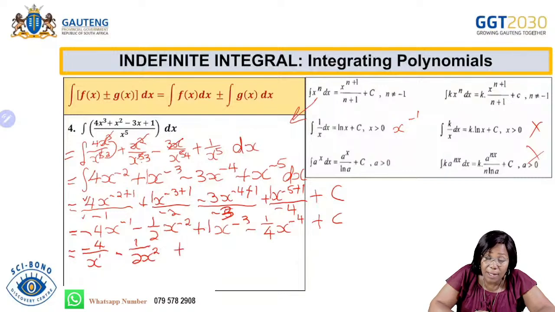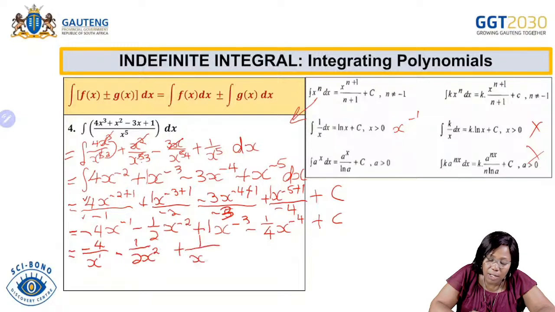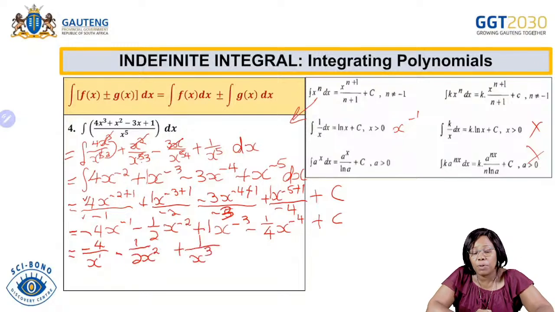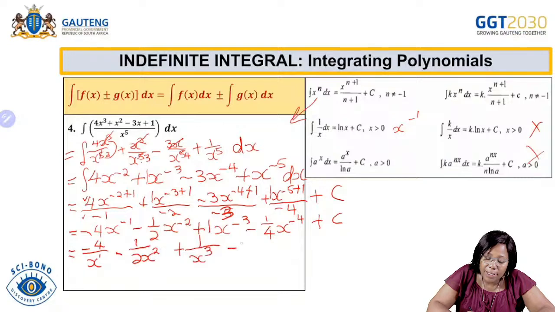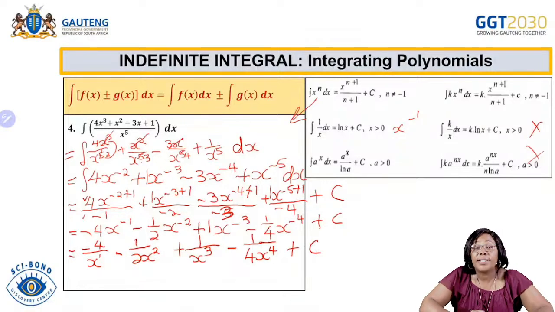Remember there's a 1 there. So you leave that 1 on top. On the denominator you bring in x to the power 3, which will now be positive. And then lastly we have minus 1 over 4. And then this x to the power minus 4 will join a 4 there in the denominator. It will now be x to the power positive 4 plus c.